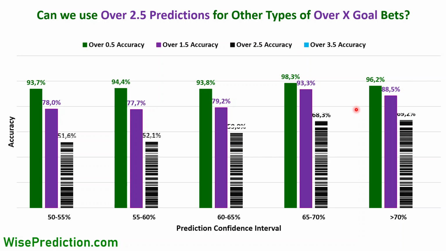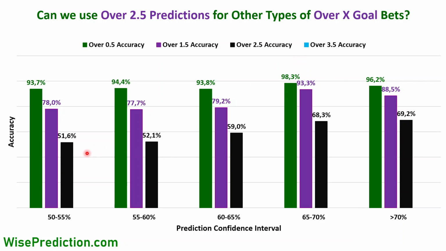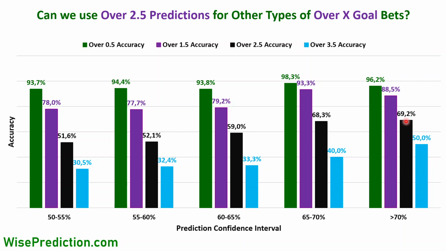What about 2.5 accuracy? We've actually seen this graph in the previous one. It starts from 51.6% and it goes all the way up to 69.2% as the prediction confidence goes up. What about over 3.5 prediction accuracy or betting accuracy? It starts from 30.5% and it goes all the way up to 50% as the prediction confidence goes up.